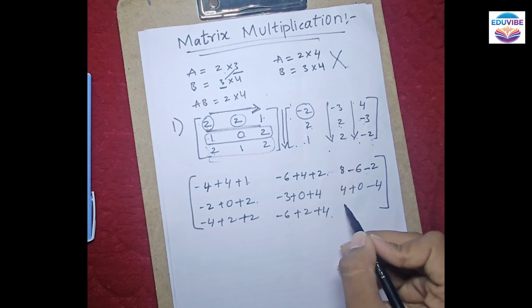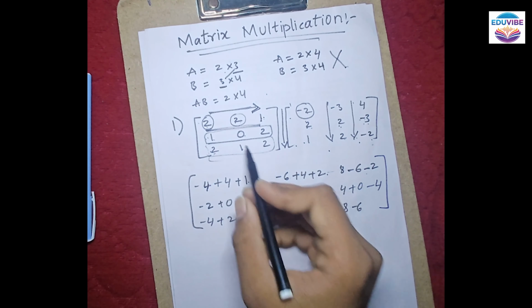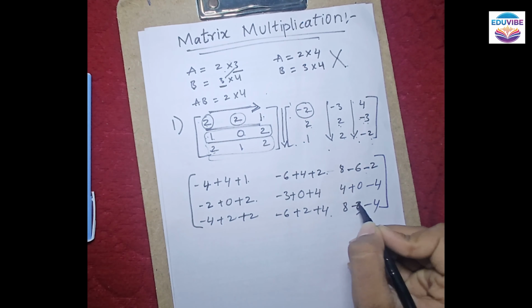2 into 4, 8. 2 into 3, minus 6. Sorry, 1 into 3, minus 3. 2 into 2, minus 4. This is minus 3.